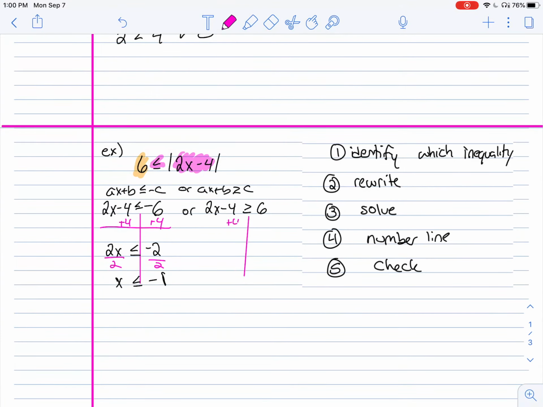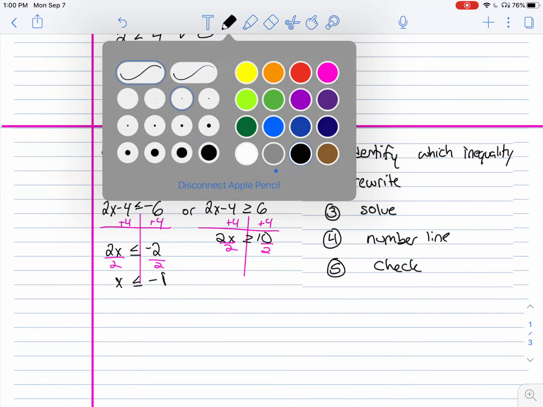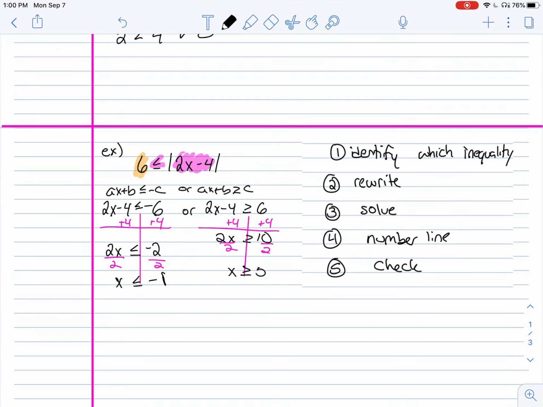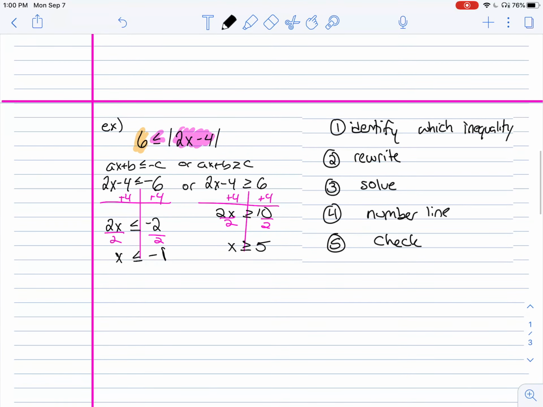I'm going to add 4 on both sides first. In doing so, I get 2x is greater than or equal to 10, and then I divide by 2 on both sides, and I get x is greater than or equal to 5. So now that I have those solutions, I have to graph this on a number line.